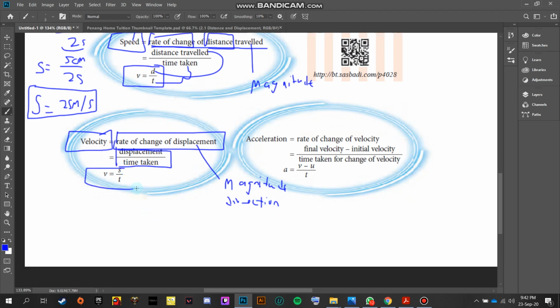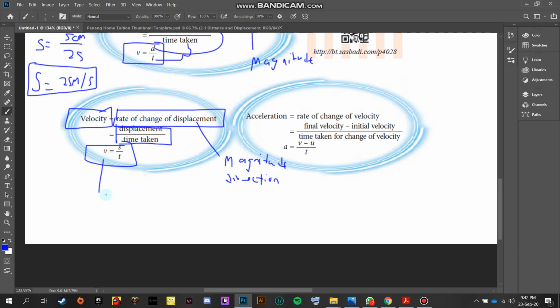We would have the same formula as speed. However, velocity is displacement over time. The time will be the same as in speed, but the difference is that we use displacement instead of distance. So if you want to calculate from point A to point B, for example, if I move from point A to point B 50 meter in 2 seconds, the velocity would be 25 meter per second.